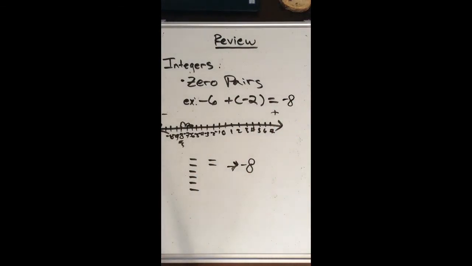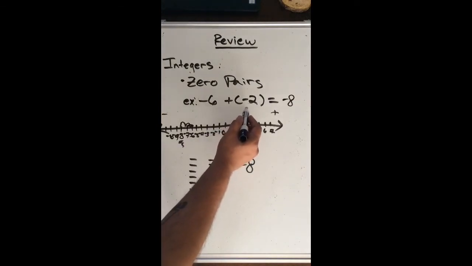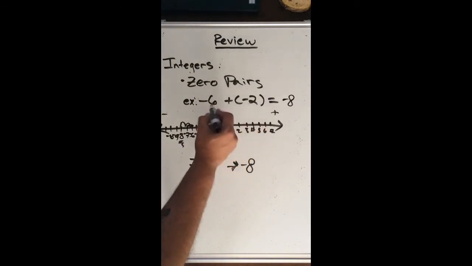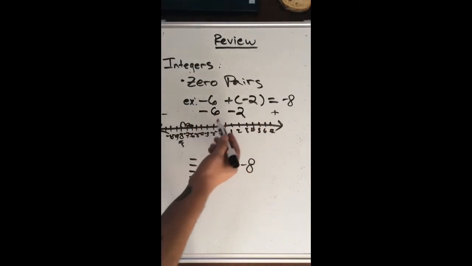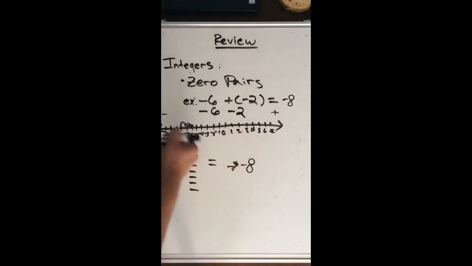What we should gather here is, because this is a negative 2 and negative means opposite, this is basically like saying negative 6 minus 2. And since you're subtracting that 2, you're going to the left 2. That's exactly what's going on. Negative 6, negative 7, negative 8.